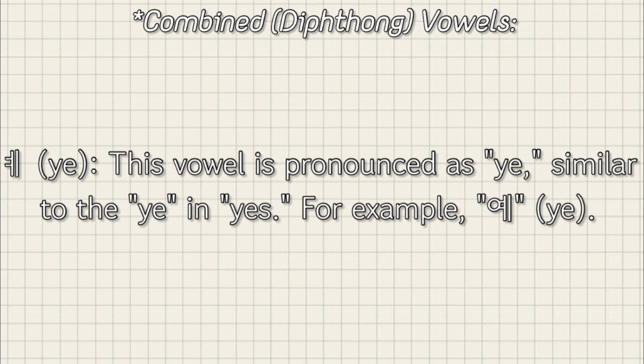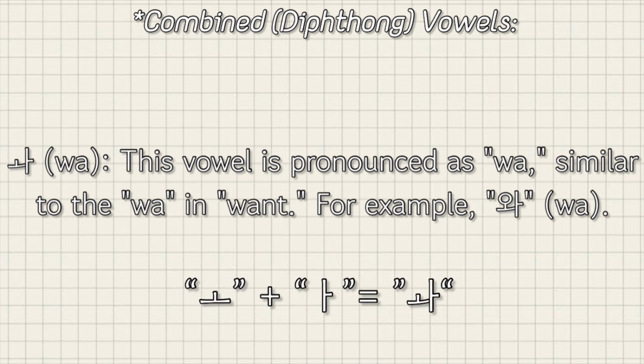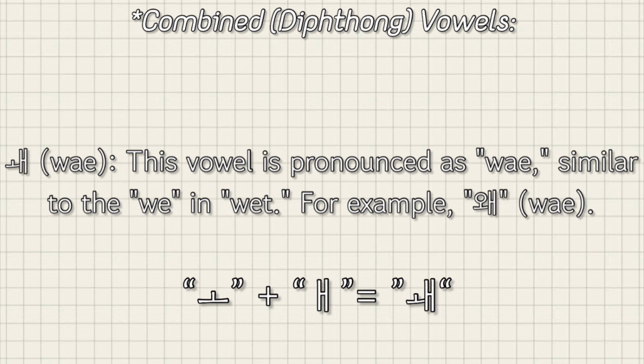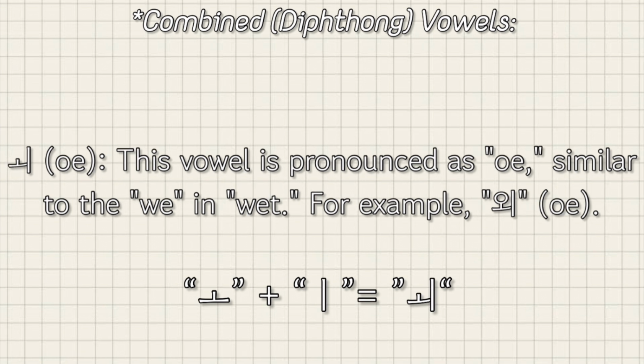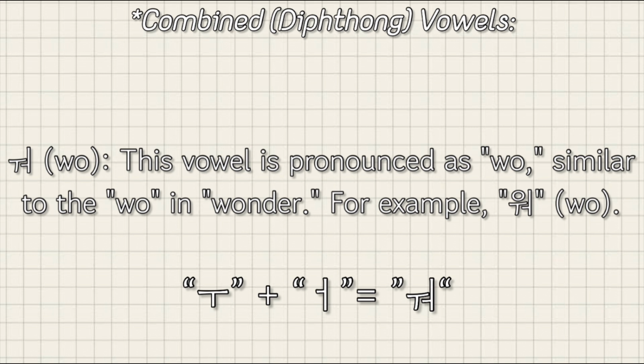For example, ye. Wa. This vowel is pronounced as wa, similar to the wa in won't. For example, wa. Wae. This vowel is pronounced as we, similar to the we in wet. For example, wae. Wo. This vowel is pronounced as wo, similar to the wo in wonder. For example, wo.